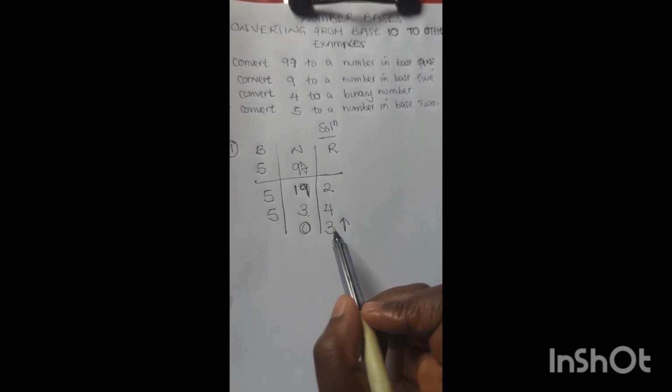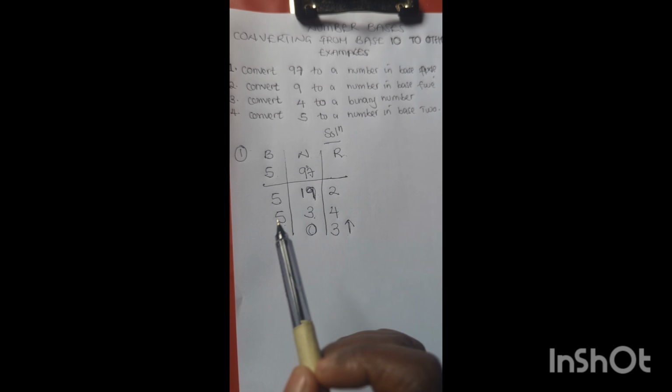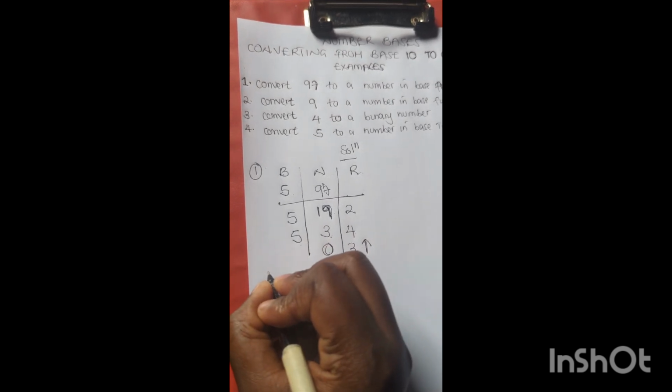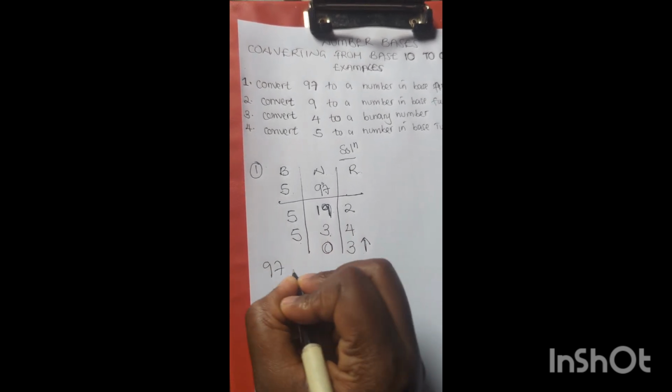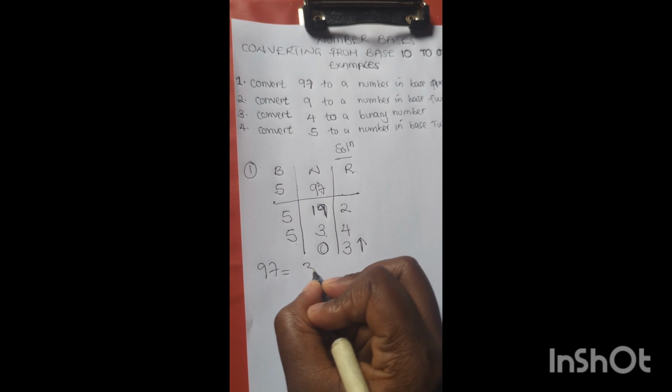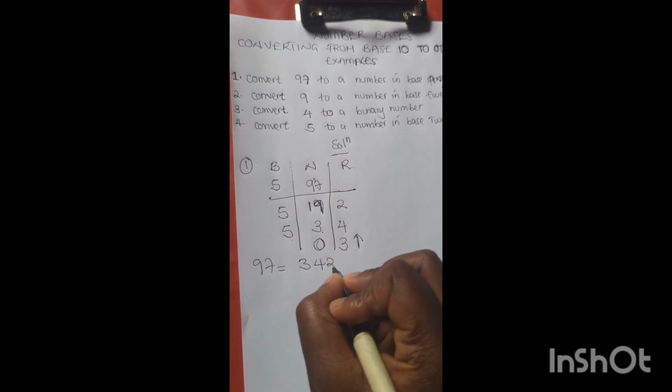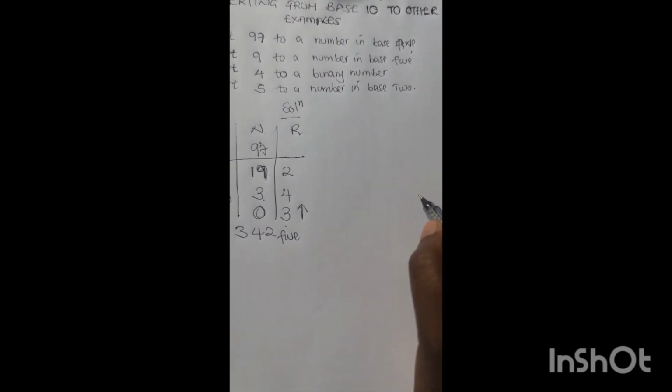What does that give you? 342. So you write 97 equals 342 in base what? 5. This is how you present your answers. Okay, hope we are following.